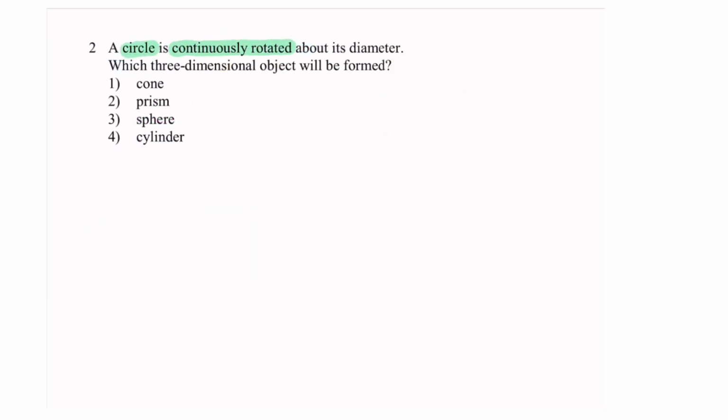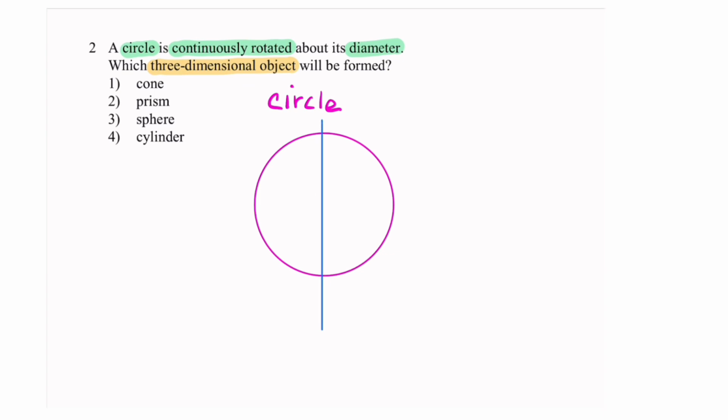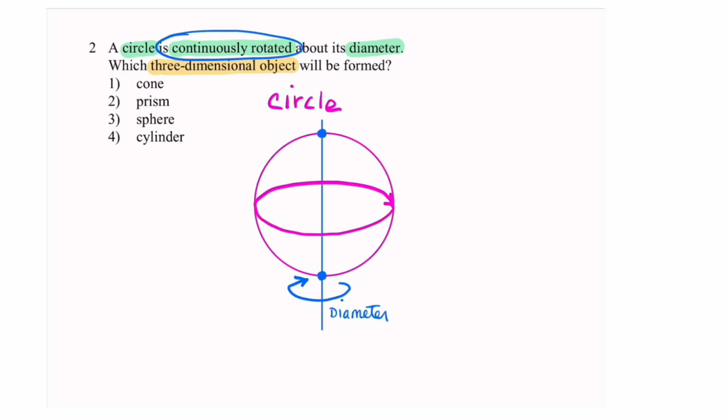Number 2, a circle is continuously rotated about its diameter. Which 3-dimensional object will be formed? Will it be a cone, a prism, a sphere, or a cylinder? So we have to envision the 3-dimensional object that will happen when we rotate a circle continuously, like flipping a coin, or actually rotating it on a table. So imagine that we rotate a coin on a table about its diameter, the rotation axis. So continuously rotated, imagine the coin is rotating in 3-dimensional space.